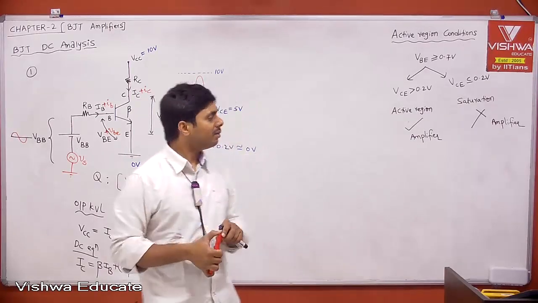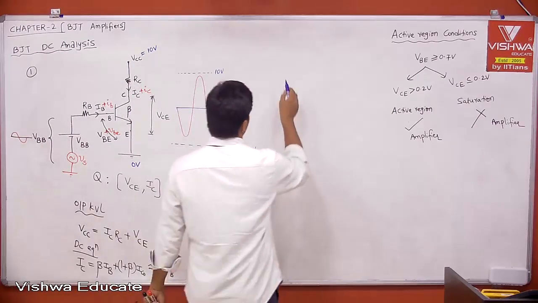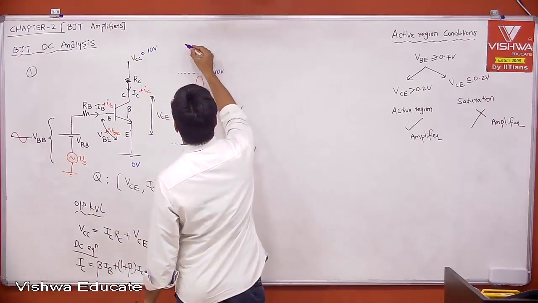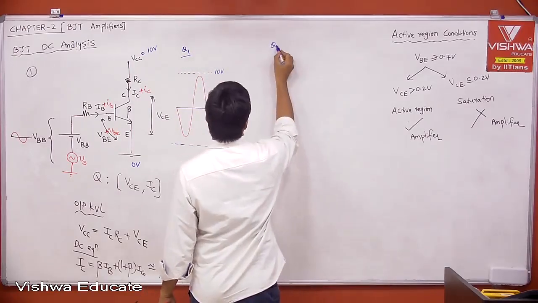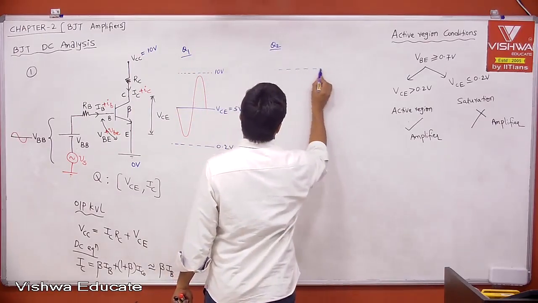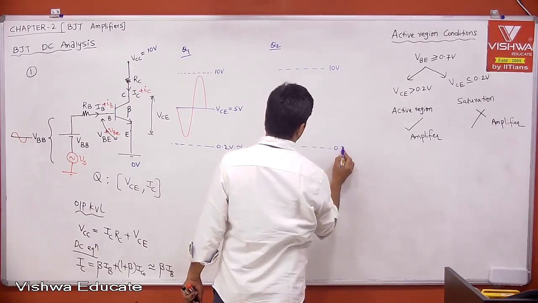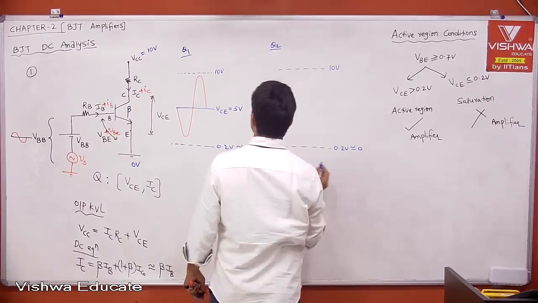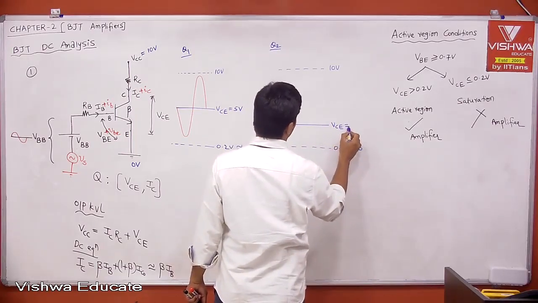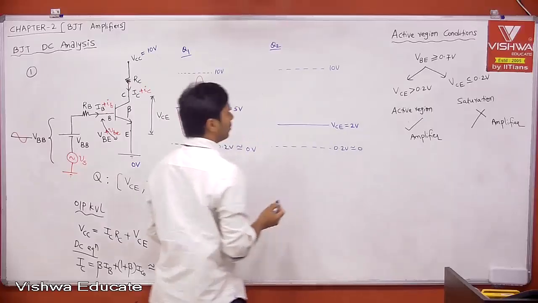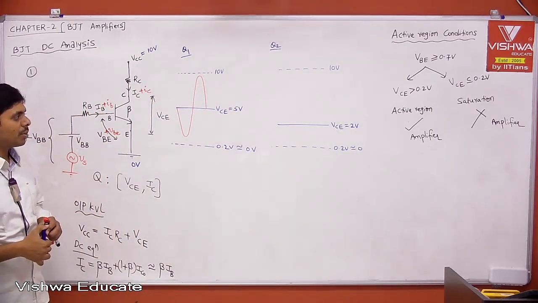Now, for example, let us say this is case 1, operating point 1, Q1. Now let us say operating point 2. Let us say maximum I can get is 10 volts, and minimum I can get 0.2 volt or approximately 0 volt. I am choosing my VCE DC voltage as 2 volt. How can you choose VCE 2 volt, the operating point?